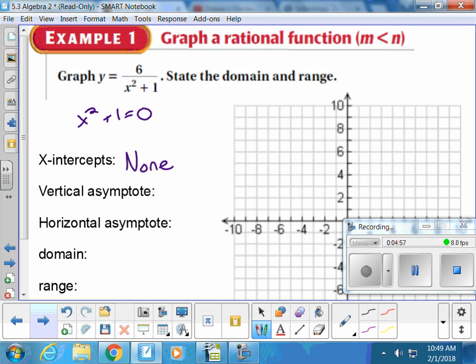Ethan? Right, and so if I subtract 1, I'll have x squared equals -1. Is that a number I can square root and get a happy, nice, real answer? I would get an imaginary answer, which means there really are no vertical asymptotes.